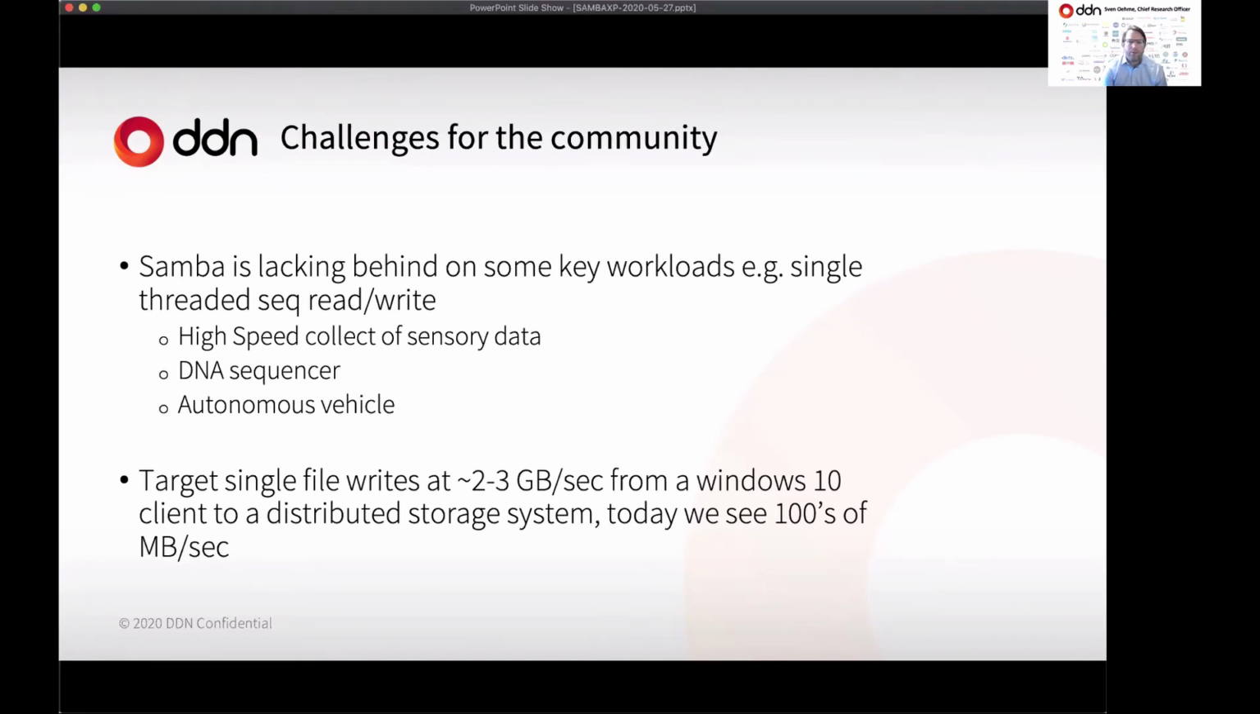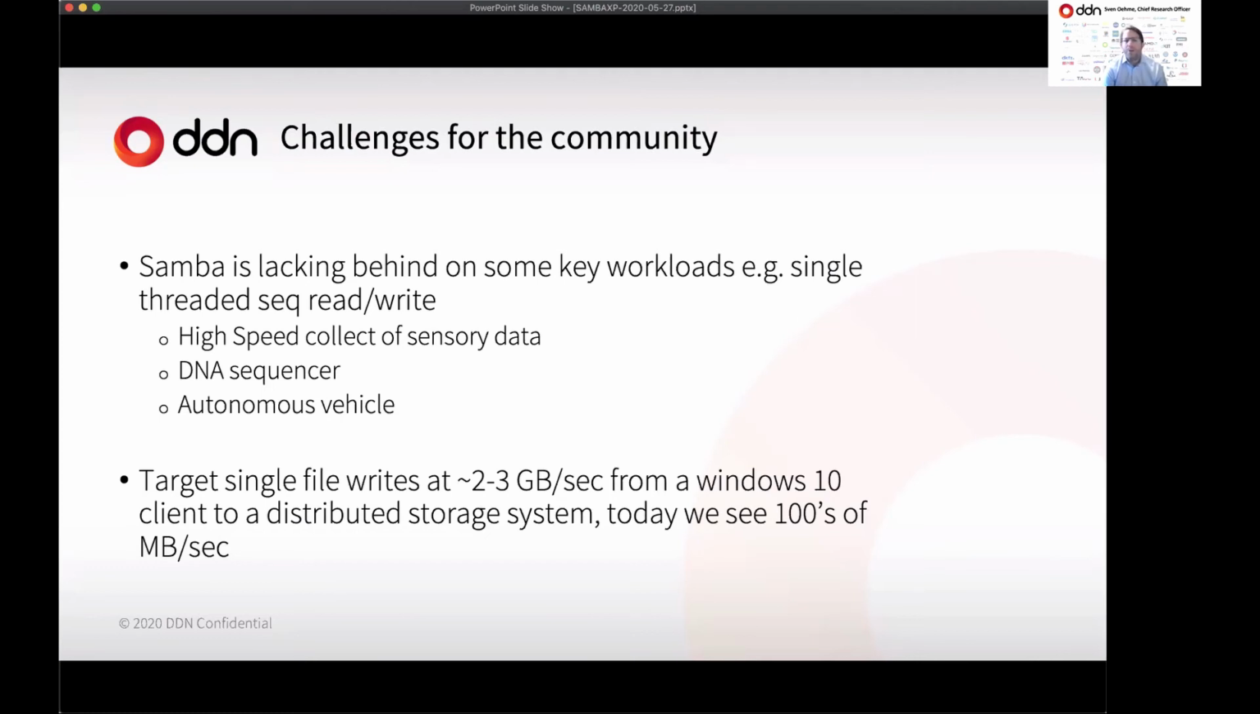So some of these instruments write very large files, multiple gigabytes in size. Some are in the hundreds of megabytes in size, but then it's typically multiple of them in parallel. And some of these instruments require that the data will be offloaded at a rate of 2 to 3 gigabytes per second. So we are not capable of seeing that today with SMB. So we see rates in the hundreds of megabytes per second.